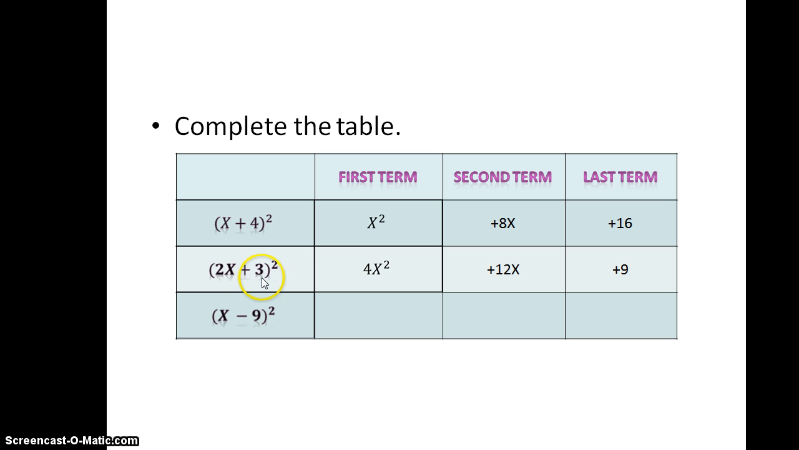Next. So (2x plus 3) squared. What do we have in the first term? 4x squared plus 12x. And the last term we have positive 9.